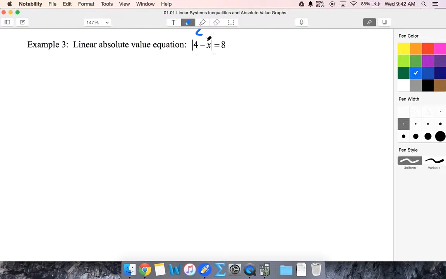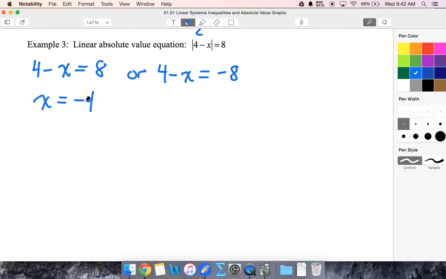We're going to be exactly equal to 8 if the inside here turns into positive 8 or negative 8. So I need my inside part to be positive 8 or my inside part to be negative 8. So of course when I solve this equation, I would get x is negative 4. And when I solve this equation, I would get that x would have to be 12.